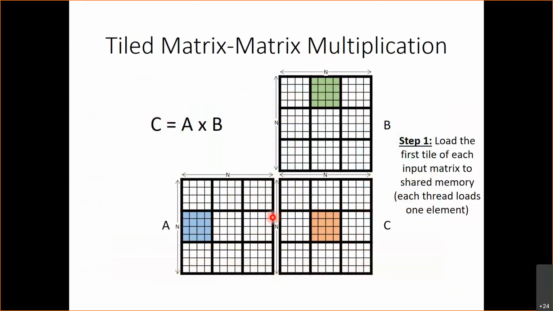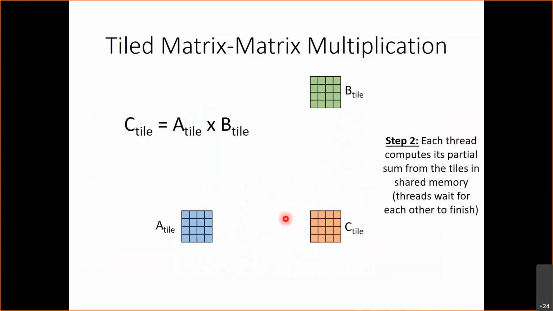But then the thread that loaded one element of this tile can actually use the other elements in this tile to benefit from the elements that other threads have loaded. So basically, what we do is we load these tiles to shared memory, and then we compute inside of shared memory. And what this does is that it minimizes the number of global memory accesses in order for us to have a better compute to global memory access ratio.